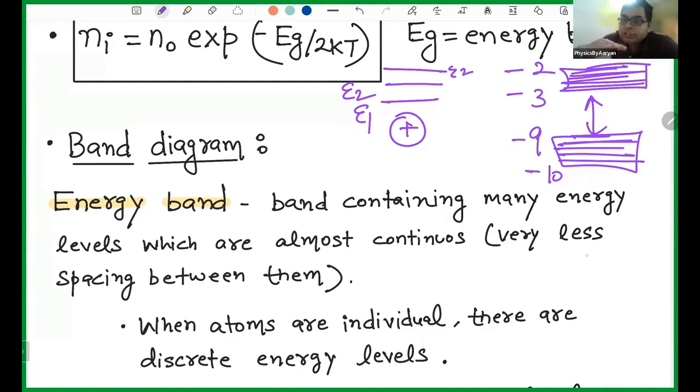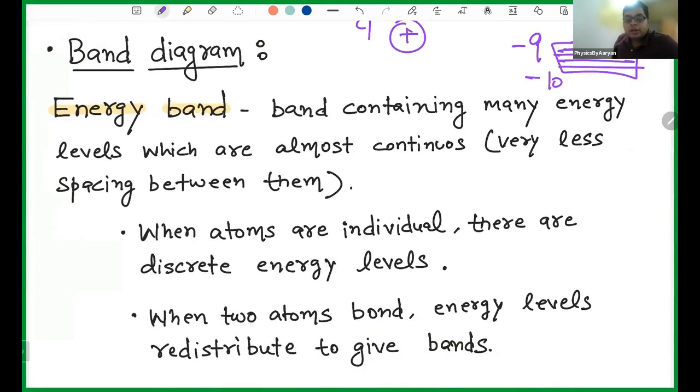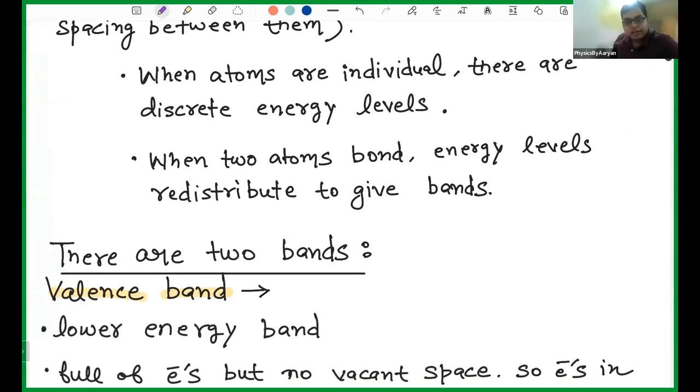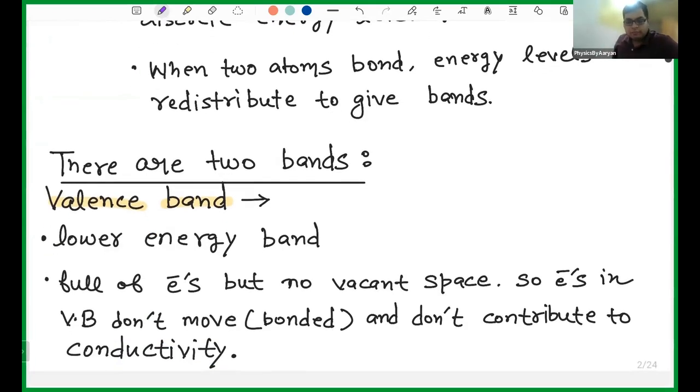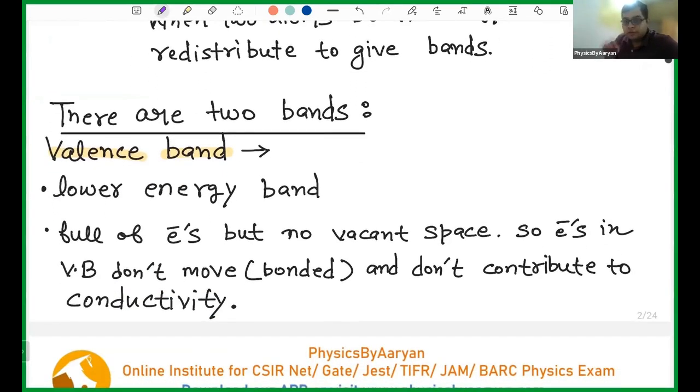which are very closely spaced. The spacing between them is very, very small. So that is the basic definition of band, and it happens because of the redistribution of the energy between the atoms. Now there are basically two types of band, and this is very important to listen, because what properties decide the semiconductors. So listen very carefully. Two bands.